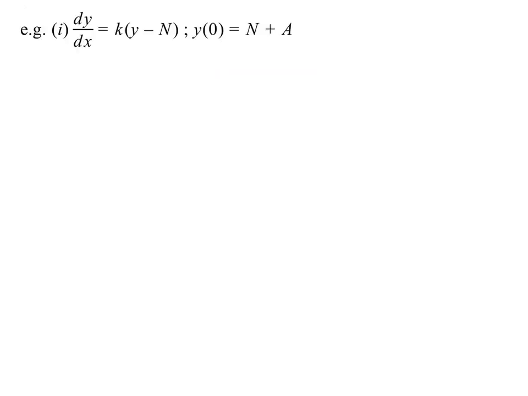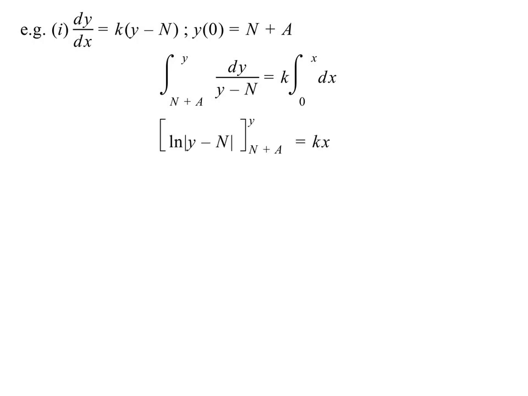Let's look at this one. dy/dx is equal to some constant times y minus n, and we've been given an initial condition that y(0) is n plus a. Separate out our variables, and I'll do it as a definite integral. We've been told when x equals 0, y is n plus a. We're looking for that link between y and x. Left hand side we get a log function. The right hand side, well, it's just x.